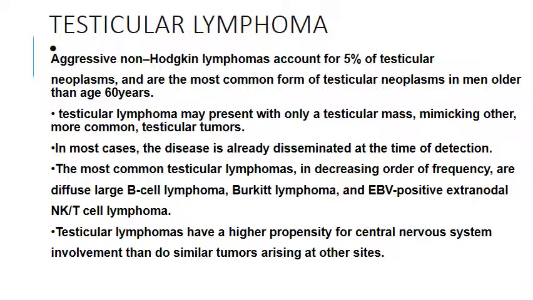The types of non-Hodgkin's lymphoma which are common in testis are DLBCL, that is diffuse large B-cell lymphoma, followed by Burkitt's lymphoma and EBV positive extranodal lymphoma. These testicular lymphomas have a high propensity for central nervous system involvement when they metastasize. So with this we complete the discussion of testicular tumors.